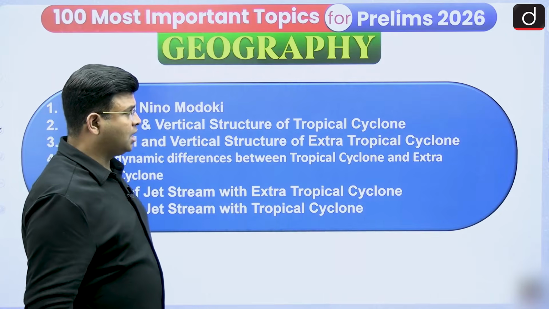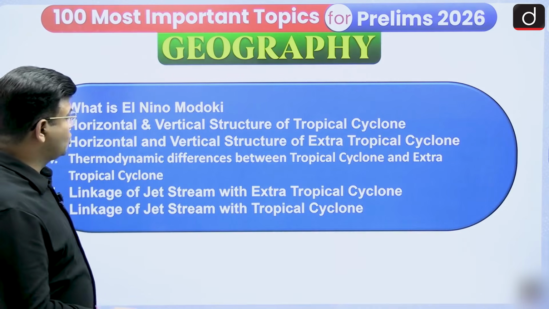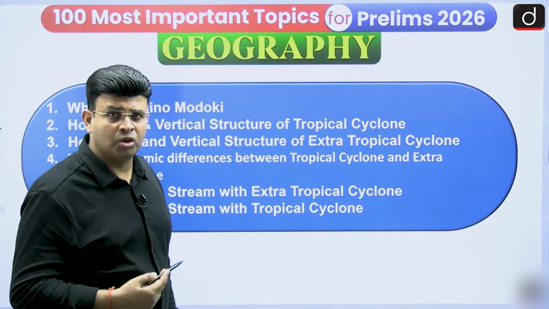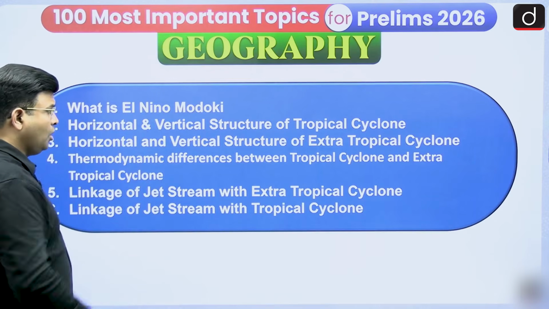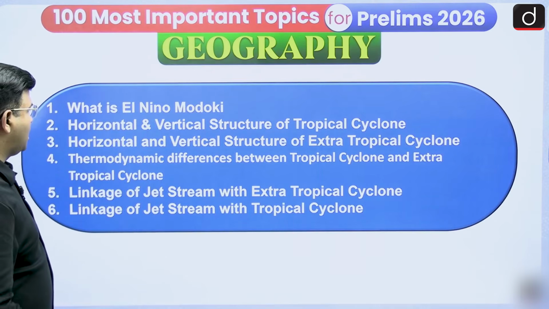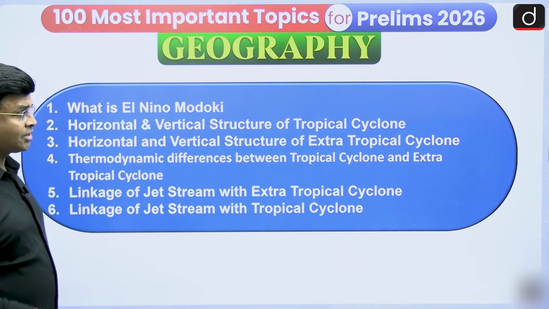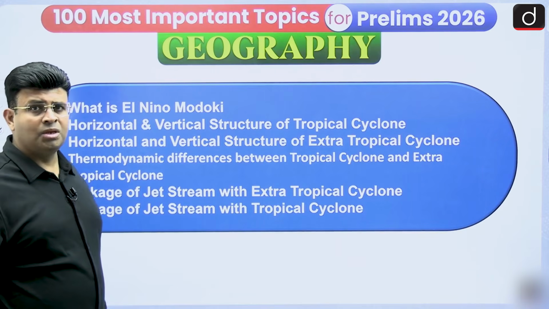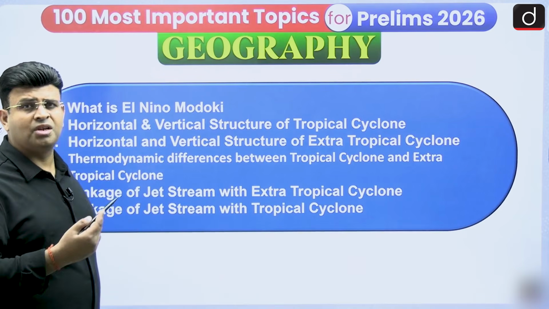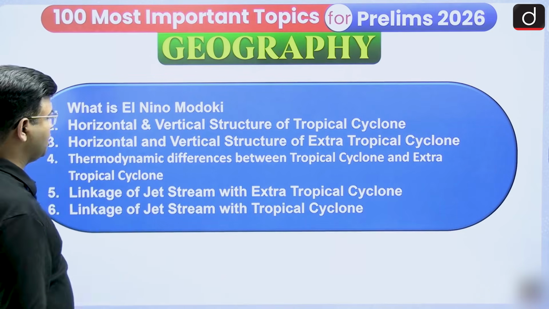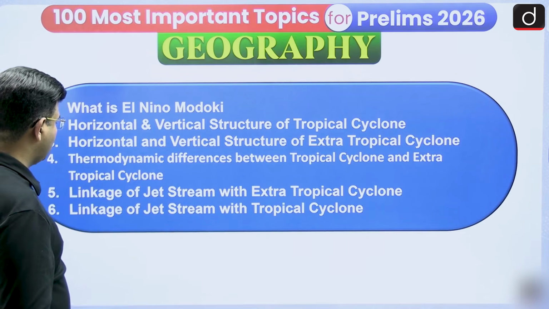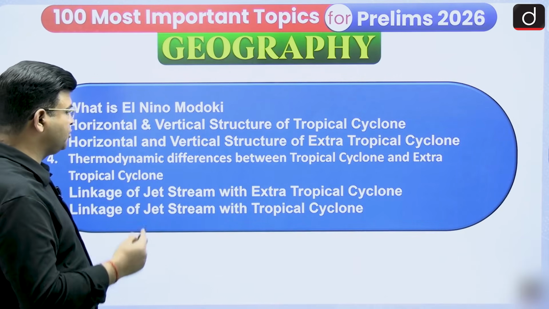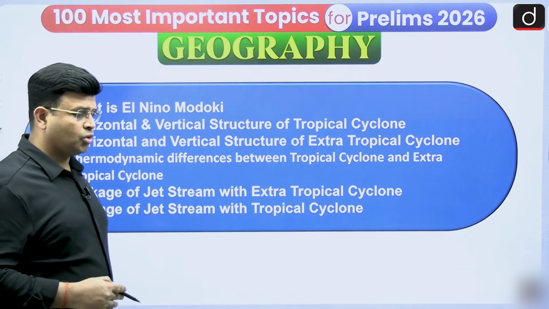Now we are going to see what we will do in the 12th episode. It is talking about what El Niño Modoki is. It is not El Niño, it is El Niño Modoki. And thereafter we will see the horizontal and vertical structure of tropical cyclone. And then we will also see the horizontal and vertical structure of extratropical cyclone, meaning mid latitude cyclone, or temperate cyclone, and thermodynamic differences between tropical and extratropical cyclones. And then we will see the linkage of jet stream with extratropical cyclone, and with tropical cyclone, how it is affecting and all. So we will see about it.